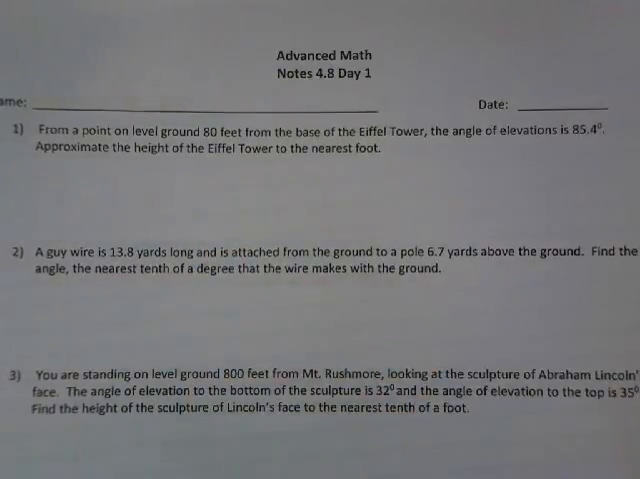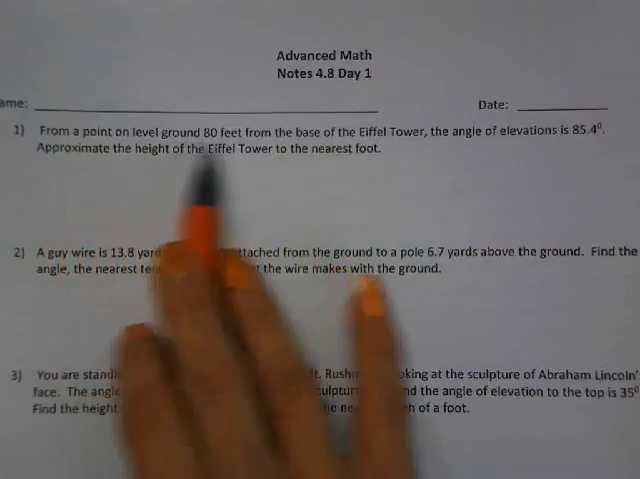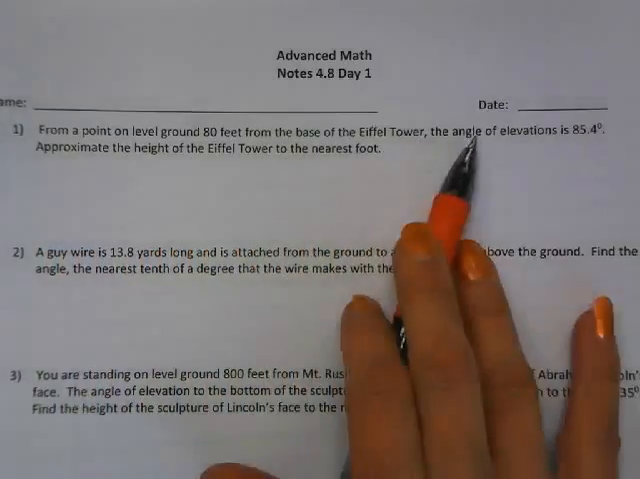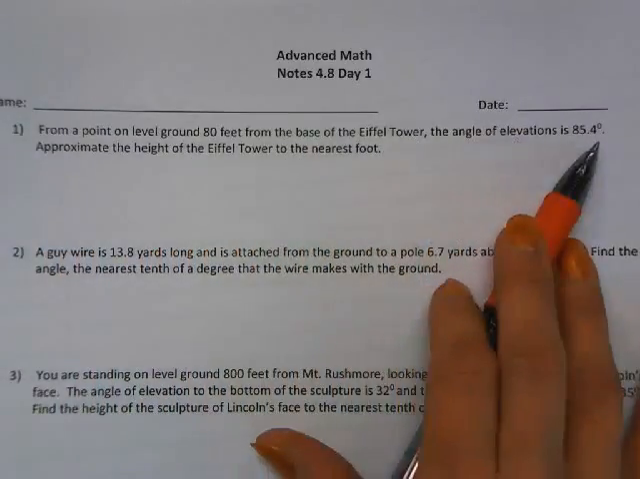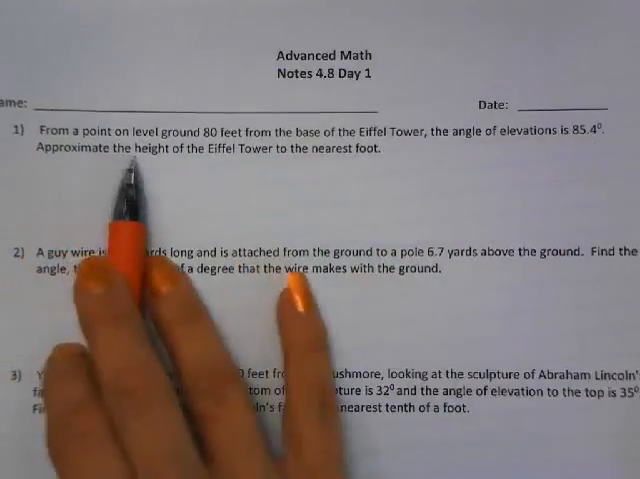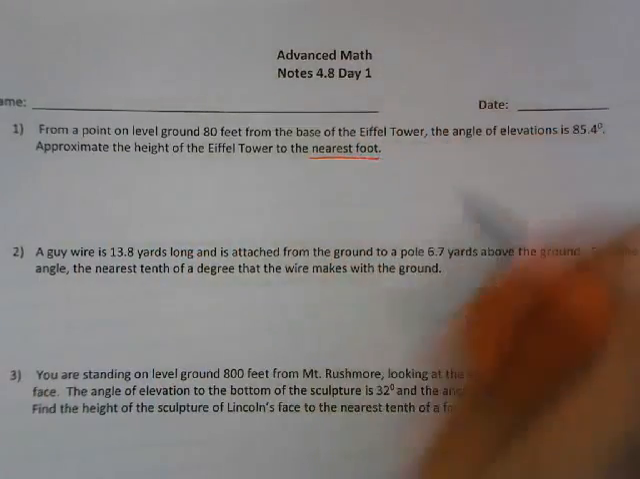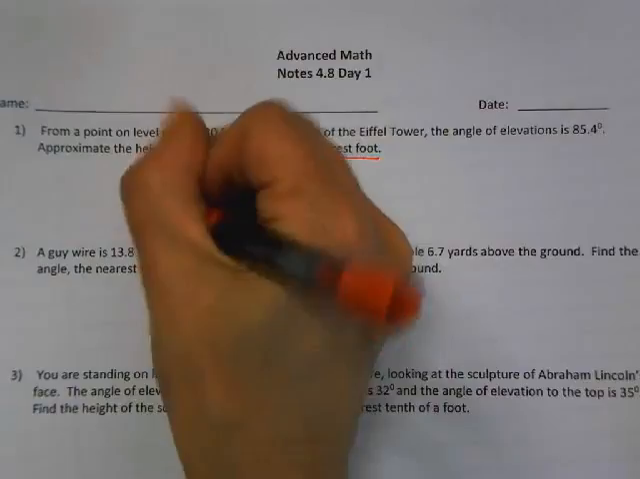What you're going to do for each of these is you're going to draw yourself a picture. Okay? So the first one, from a point on level ground, 80 feet from the base of the Eiffel Tower, the angle of elevation is 85.4 degrees. Approximate the height of the Eiffel Tower to the nearest foot. So always make sure you understand what you're rounding to.